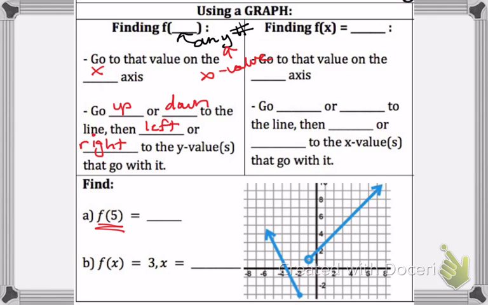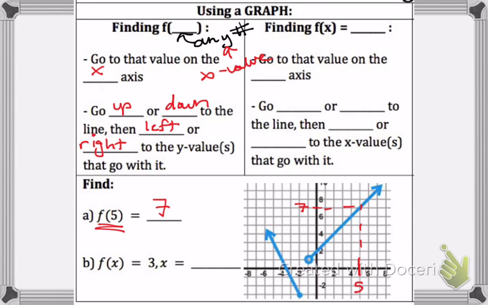That's this example right here, f of 5. I'm going to go to 5 on the x-axis, and I'm going to go up and then over. I have a y value of 7, so the answer would be 7.